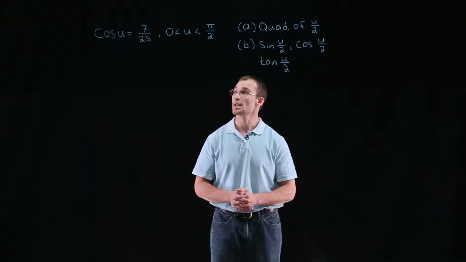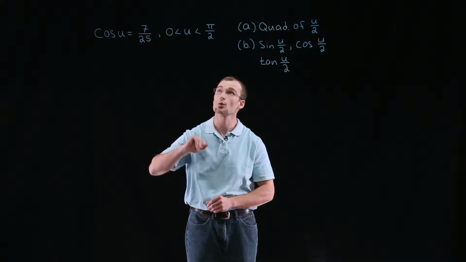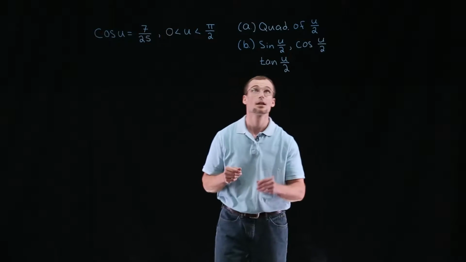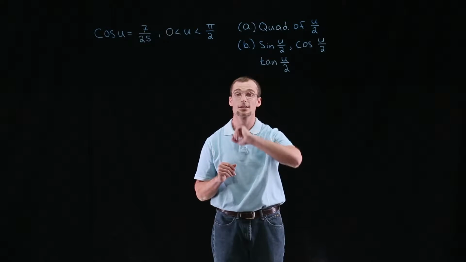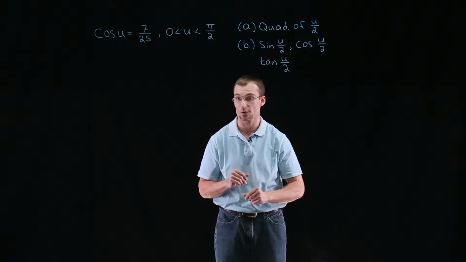Hi everyone, I'm Adam. And in this problem, we're going to be using the given information that cosine of some angle u is equal to 7/25, where u is some angle between 0 and pi over 2. And what we want to do is find part A, the quadrant of the angle u over 2, and part B, the exact values of sine of u over 2, cosine of u over 2, and tangent of u over 2.